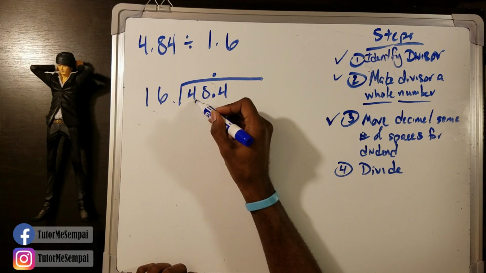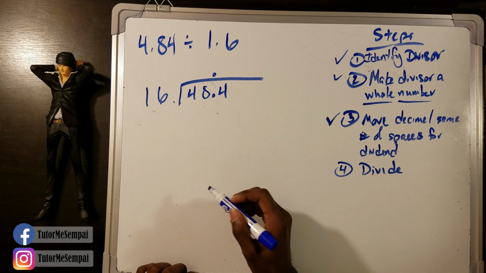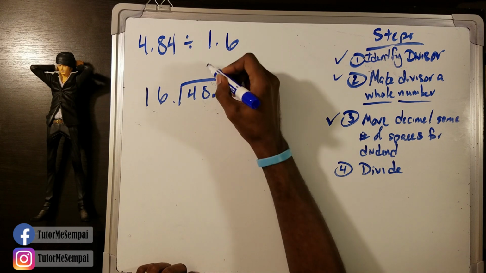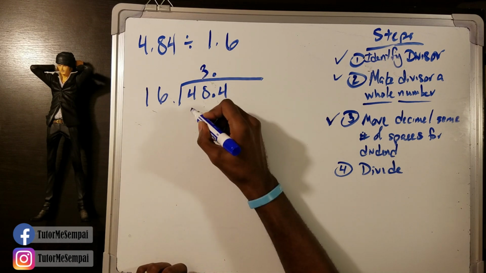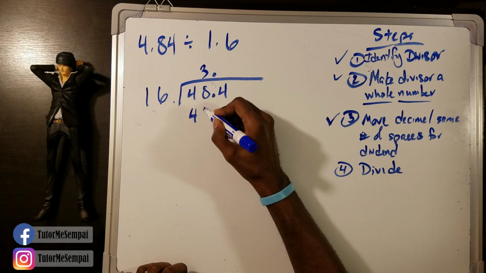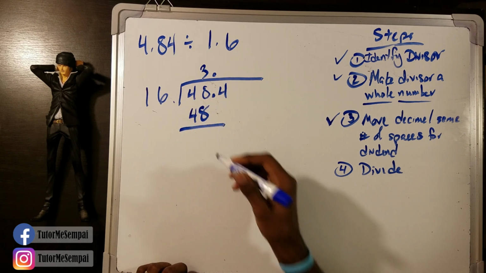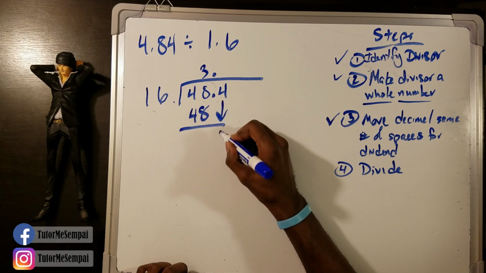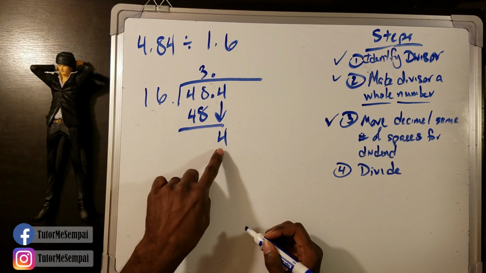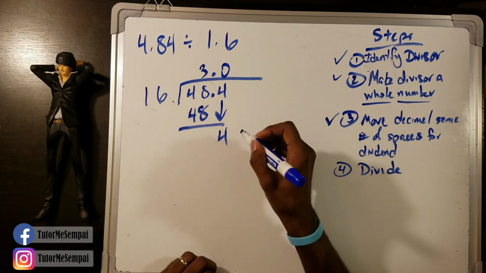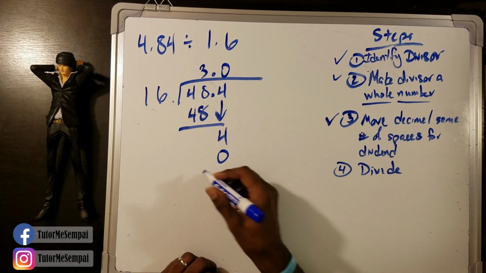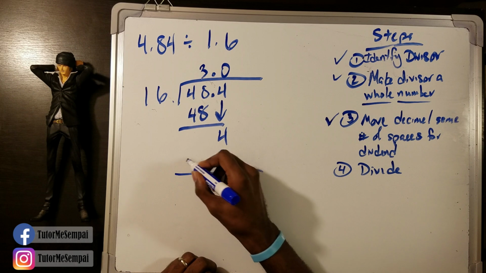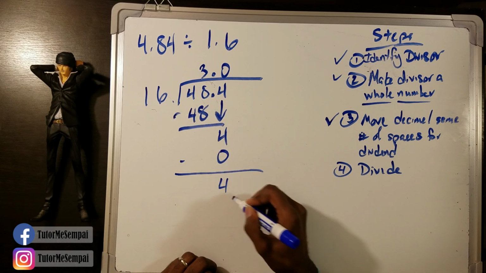16 doesn't go into 4, but it does go into 48. And it goes into 48 3 times. And we do a 16 times 3, and we get exactly 48. So we have a 0 here, and we're going to bring down this 4. 16 doesn't go into 4, so we put a 0 here. 0 times 16 gives us that 0 there. And we're going to subtract 4.